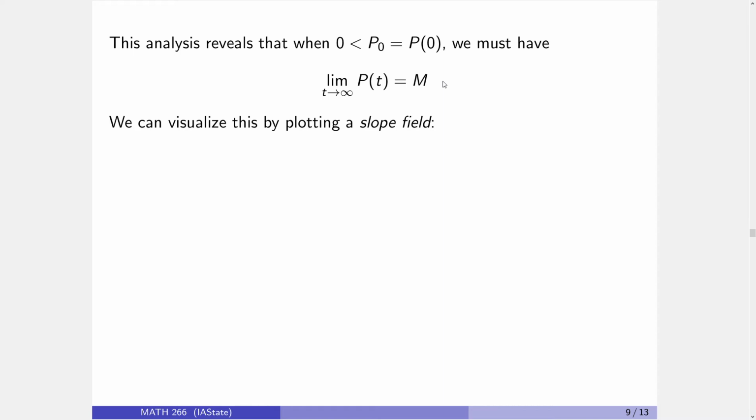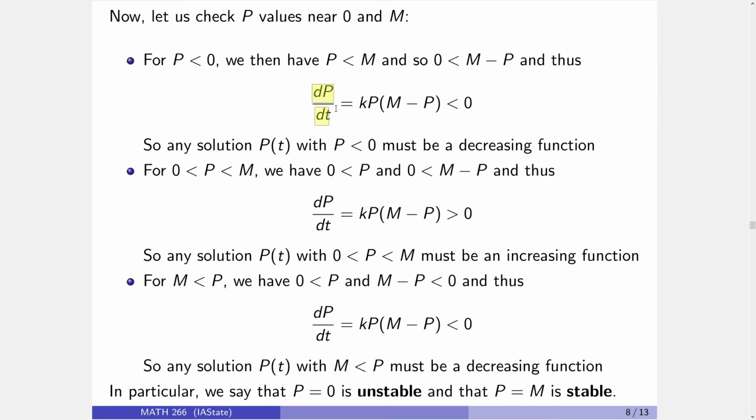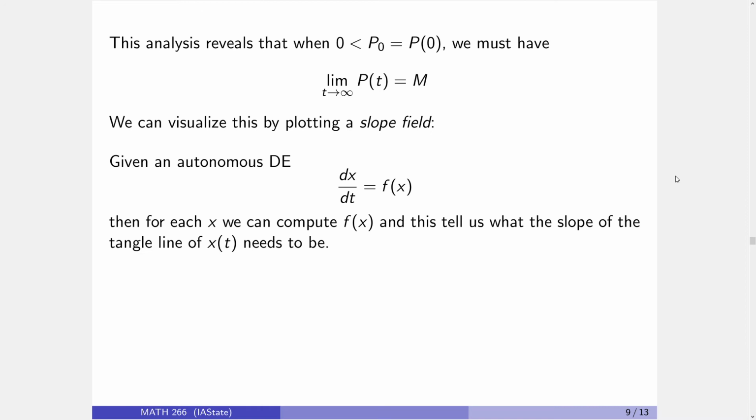That's very powerful. And what's even more powerful is this idea of a slope field. So as I already let slip, this is a derivative. Knowing when it's positive and negative tells me when my function is increasing or decreasing. So given an autonomous DE, so again a DE where the right-hand side only depends on the unknown function x, it does not explicitly depend on the independent variable t. So for each x, we can compute f of x, and that tells us what the slope of the tangent line is.